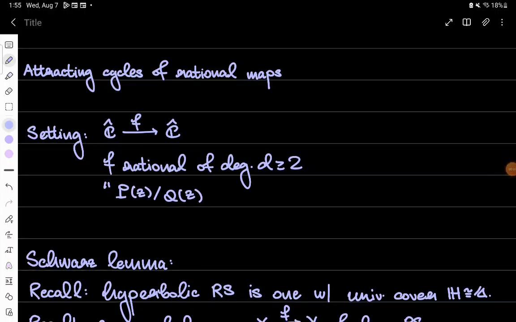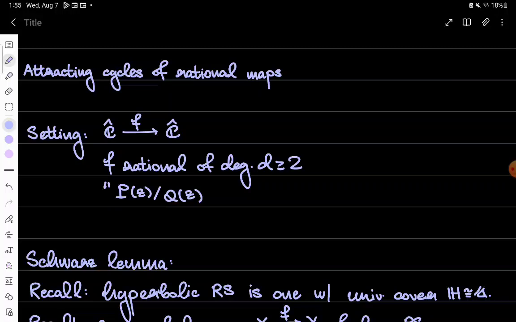Hi everyone, and welcome to this video, which I wanted to make as I reviewed some notes on complex analysis and dynamics from the previous year about attracting cycles of rational maps. And I'll explain the basic setup of classical complex dynamics and how we can use a beautiful result in hyperbolic geometry to derive behavior of iterated rational maps on the Riemann sphere.